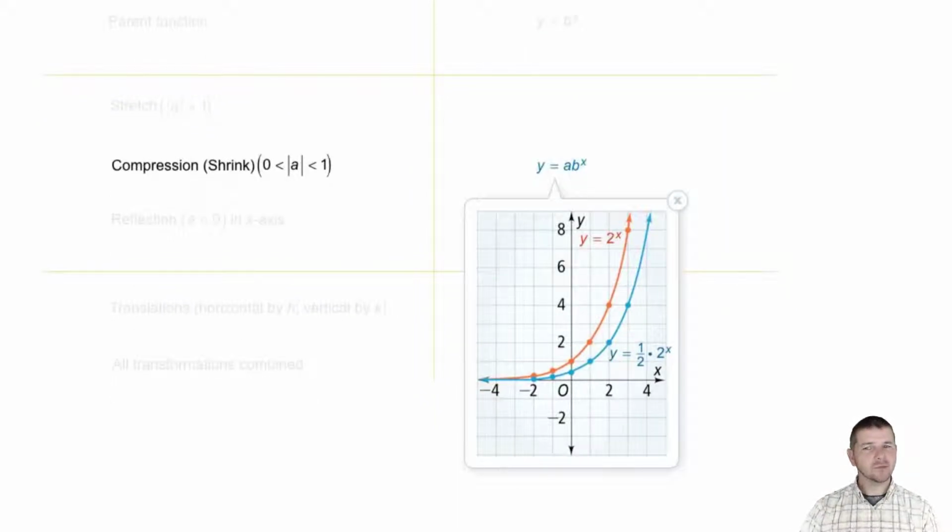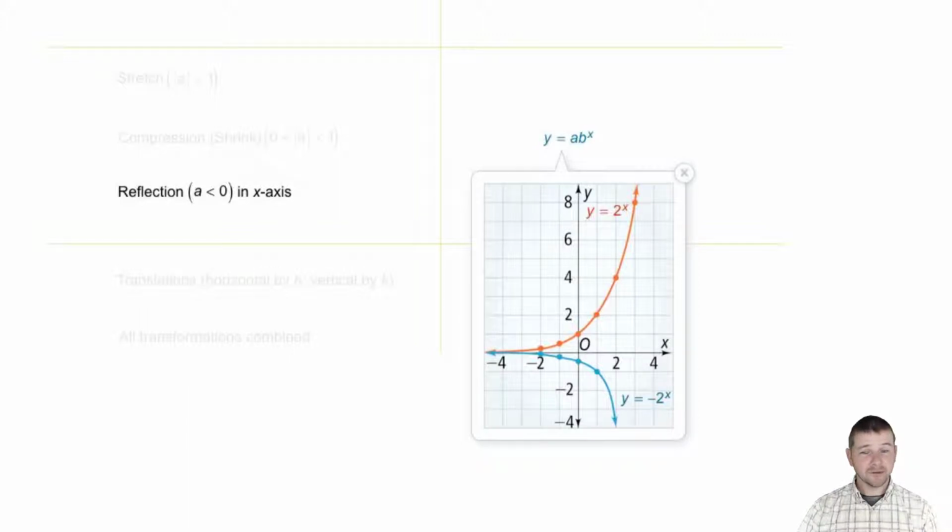And now, while an absolute value of a being greater than 1 leads to a vertical stretch, here we see a compression when 0 is less than the absolute value of a, which is less than 1. In this case, the parent function is y equals 2 to the x power, and the compressed function is y equals 1/2 times 2 to the x power, where for each input x, the output y is compressed vertically by a factor of 1/2.